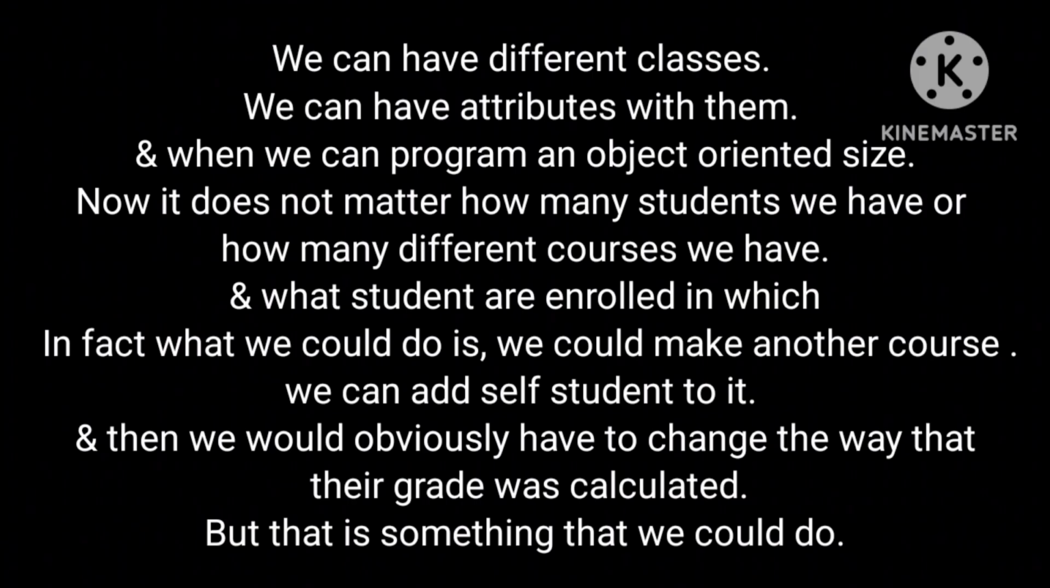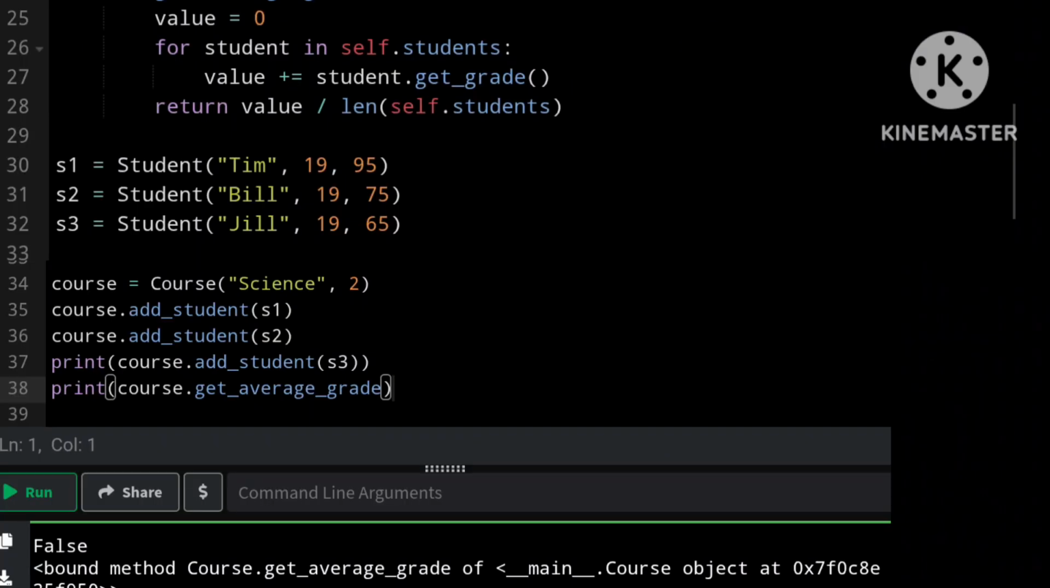In fact, what we could do is make another course and add the same students to it, and then we would obviously have to change the way that their grade was calculated, but that is something we could do. Now let us just look at what happens when I try to add that third student. So course start as student like that, and we decide to add student s3.